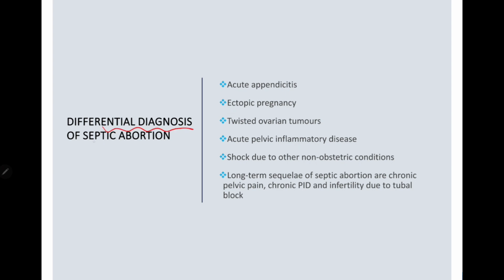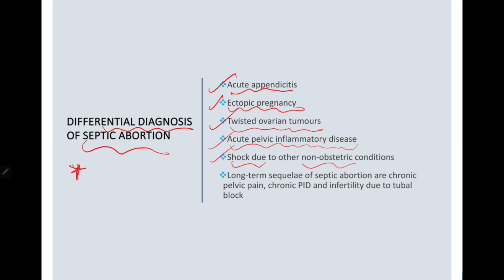Now, what are the differential diagnoses of septic abortion? The differential diagnoses are acute appendicitis, ectopic pregnancy, twisted ovarian tumor, acute pelvic inflammatory disease, and shock due to non-obstetric conditions. Then the long-term sequelae of septic abortion: what are they? Chronic pelvic pain, chronic pelvic inflammatory disease, and infertility due to tubal block.